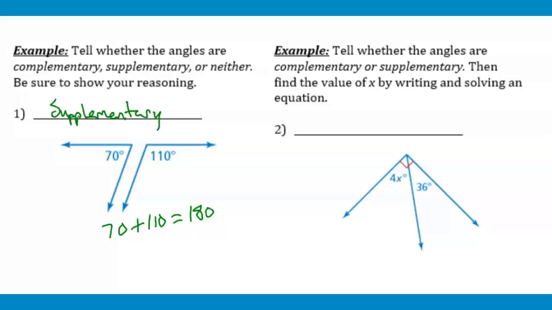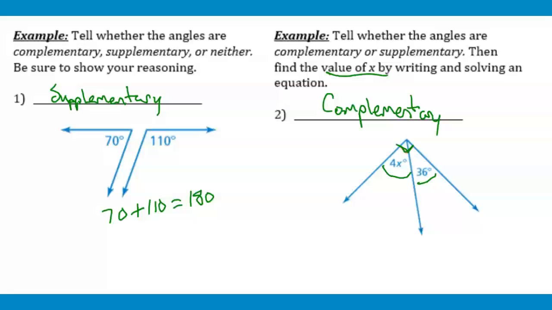Example 2, tell whether the angles are complementary or supplementary. Well, I see angle 4x plus 36 form this right angle. So this would be complementary. There's a second part to this, though. It says, then find the value of x by writing and solving an equation. So the equation that I would write for this, I know that these two angles, 4x plus 36, when I add them together, they equal 90.